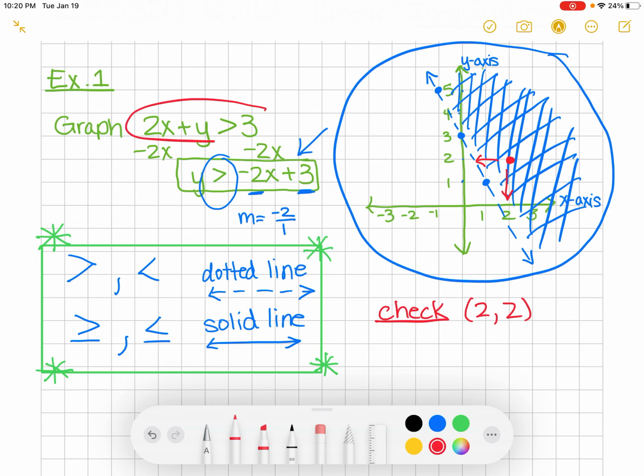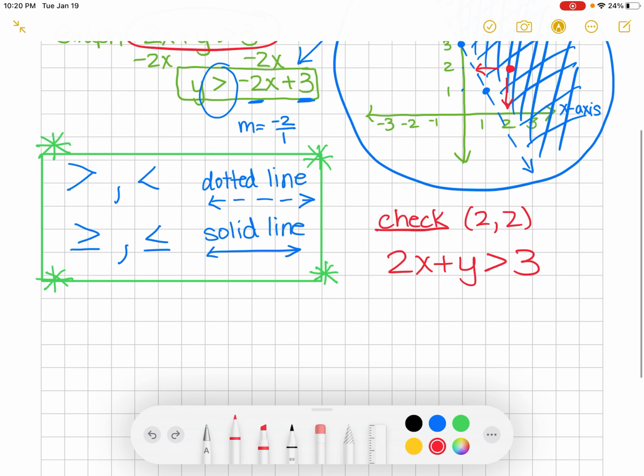So now I'm going to go back up here, and I'm going to use the original problem. Never use the problem that you changed it to. Okay, always use the original problem in a check. And I'm going to put 2 in for the x and 2 in for the y. So I have 2 times 2 plus 2 is greater than 3.